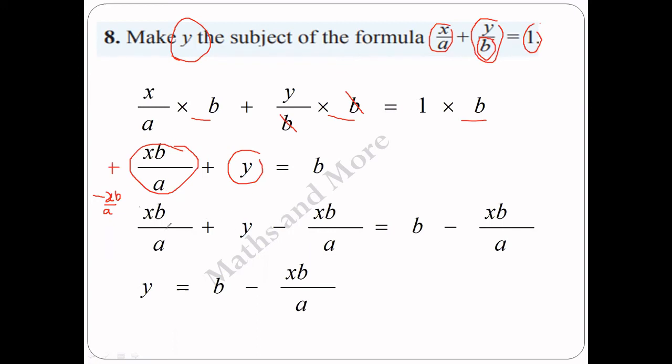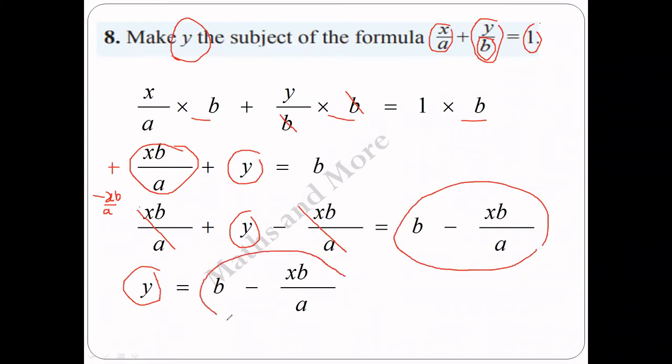Now cancel out this XB over A with this minus XB over A. Plus XB over A cancels out with minus XB over A. Now Y remains in the left hand side of the equation. So write Y in the left hand side. What are the terms in the right hand side of the equation? B minus XB over A. So B minus XB over A in the right hand side. Now Y is the subject. Y is on one side, other terms are on the opposite side.